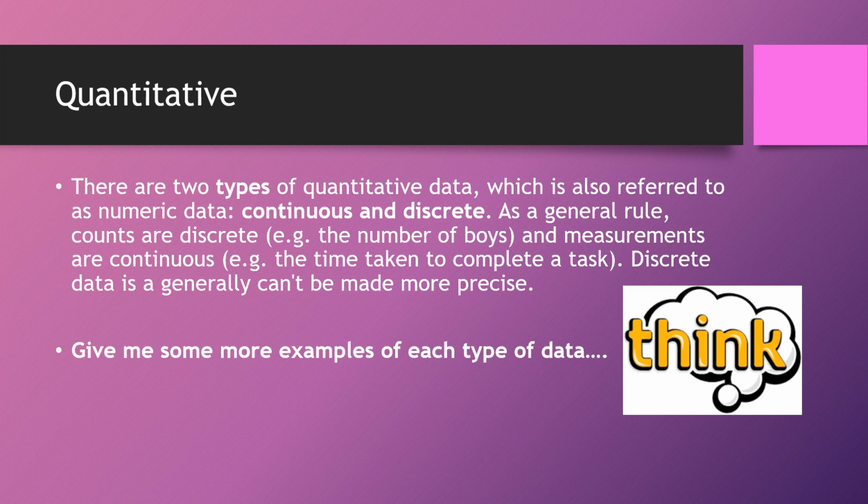So when we're looking at quantitative data, it's also really important that you understand the two different types of data. So you've got continuous data and discrete data. This feeds in to your mathematical understanding. Discrete data, remember, is the data that you would plot into a bar chart. Continuous data is the data that you would plot into a histogram.